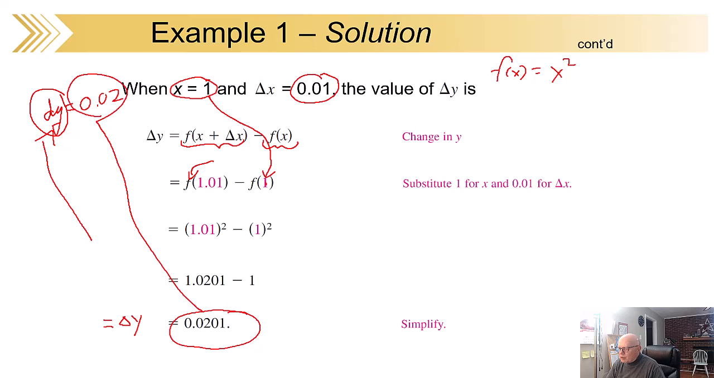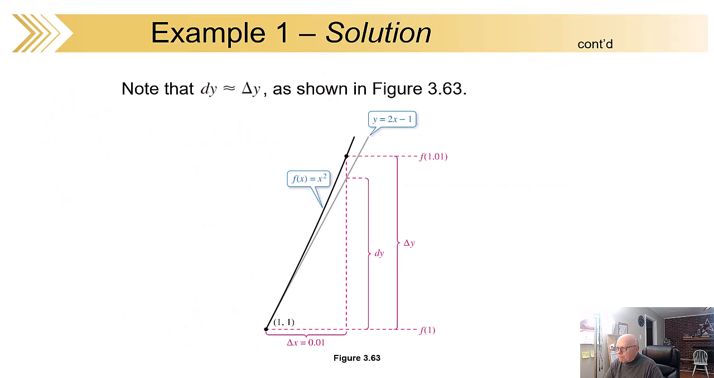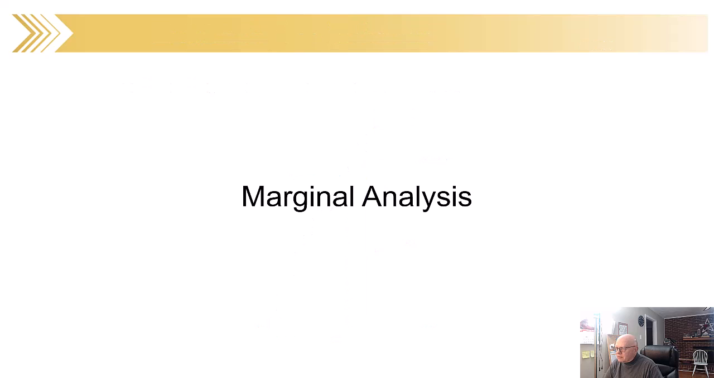0.02 versus 0.0201. There's a picture. Here's the point we're interested in, and here's our delta x, or dx. 0.01 right there. Now, if you need to, look at that a couple of times. That's one of the values of the video lectures.